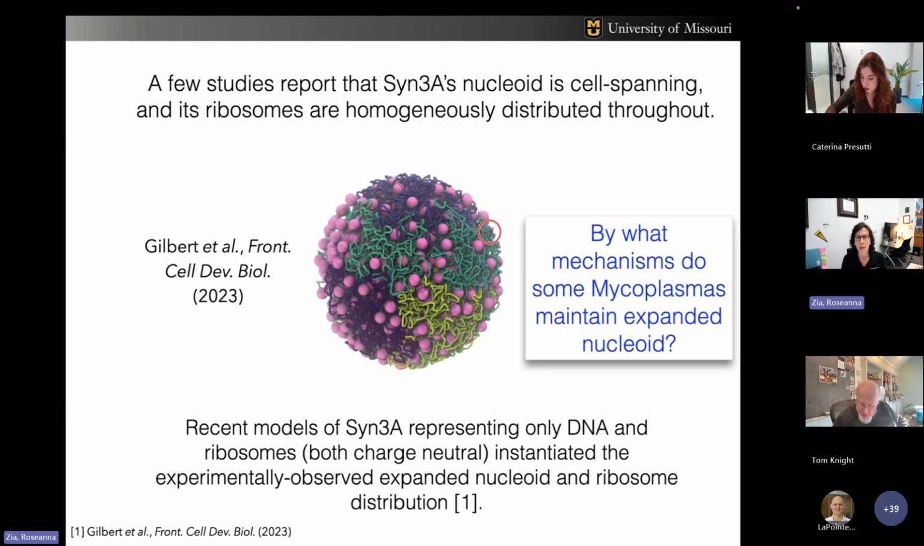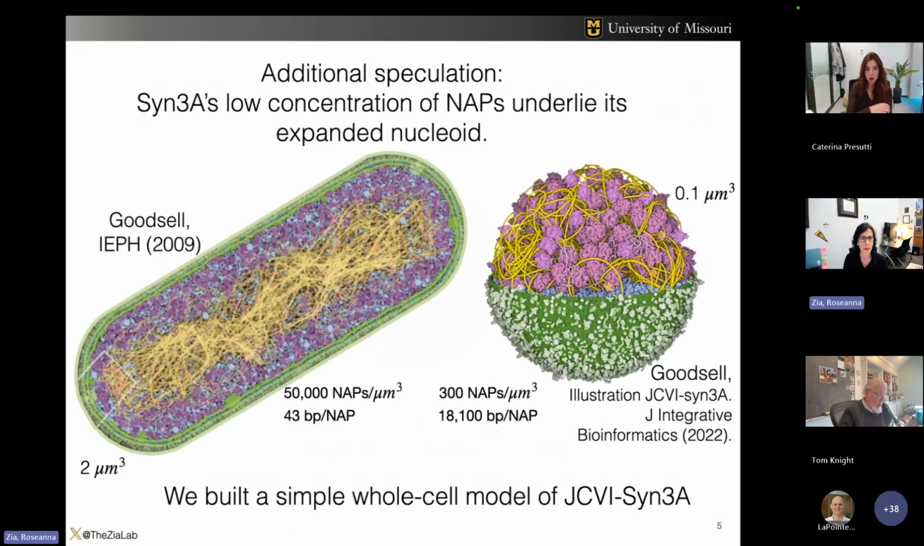But if the model was then to incorporate other cytoplasmic proteins, we believe that these would tend to compact the nucleoid. So we thought, okay, including crowders and other basic effects like electrostatic charge would probably reveal more. So that was our starting point.